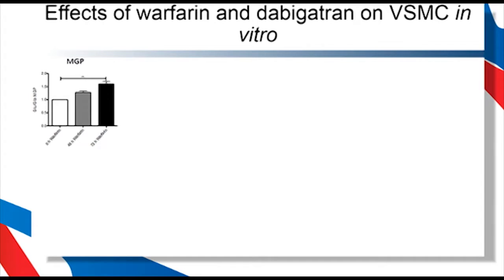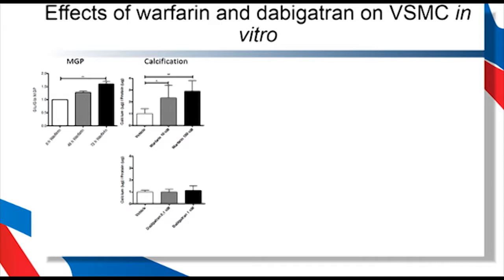Of course, we also want to see whether this is specifically mediated via the vascular smooth muscle cell, since the vascular smooth muscle cell is a very important producer of this MGP in the vasculature. So first, we incubated the vascular smooth muscle cells with warfarin, and we looked at the levels of MGP. And what we can see is that over time, there is more inactive MGP upon warfarin treatment. This inactive MGP is accompanied by calcification in vitro of the vascular smooth muscle cells. In contrast, there is no effect of dabigatran on calcification.